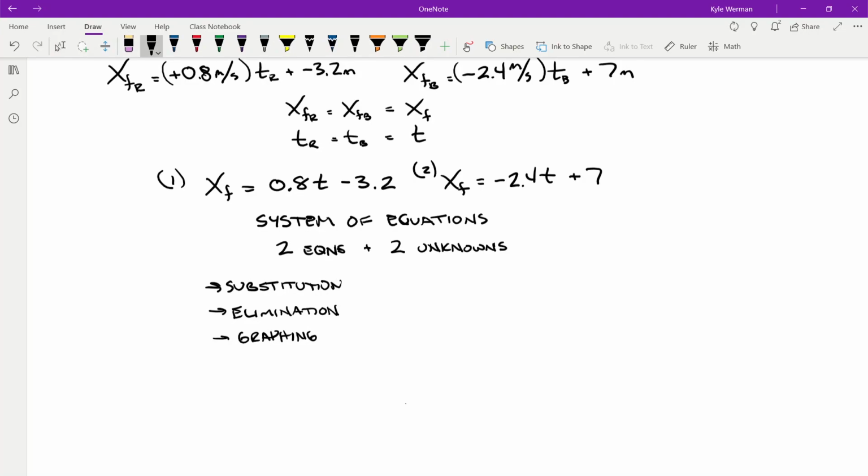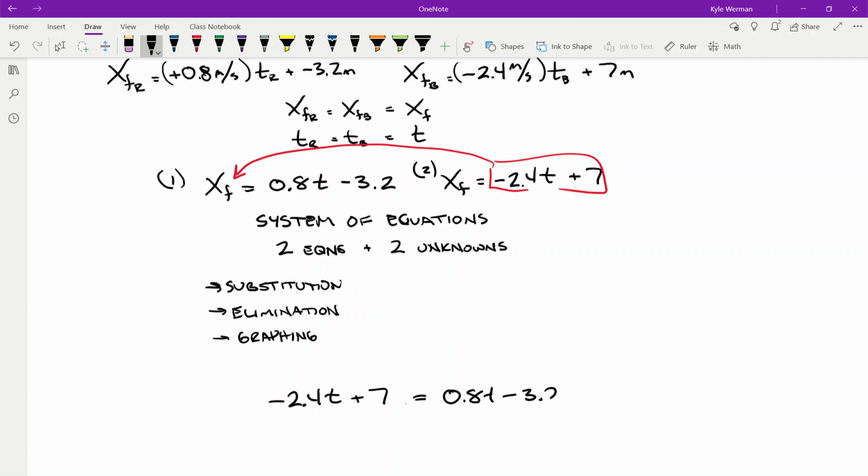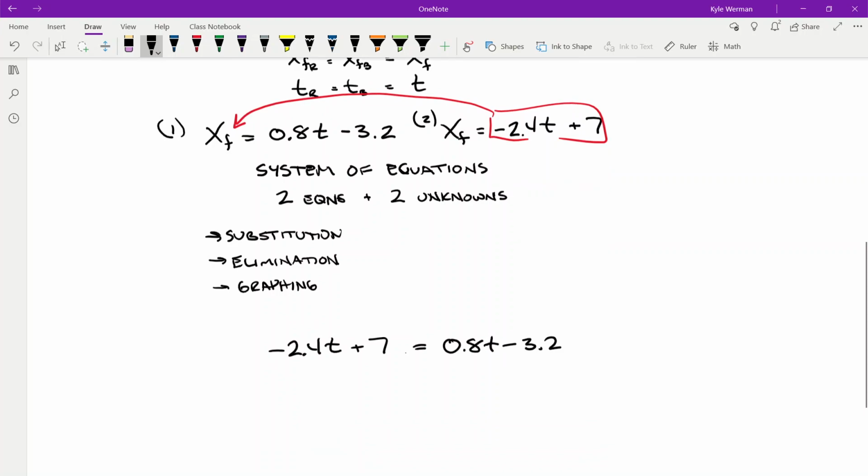I'm going to take equation 1, which says that x final is 0.8t minus 3.2, and I'm going to substitute this x final into that one. And it gives me one equation, negative 2.4t. I'm substituting the second equation into the first one, and I end up with 0.8t minus 3.2. And now I have one equation with just one unknown. We have time in that equation.